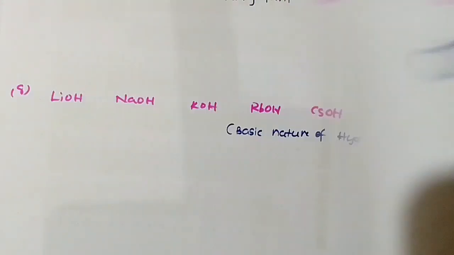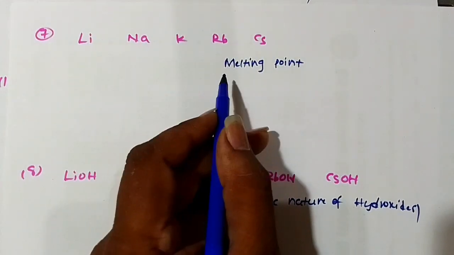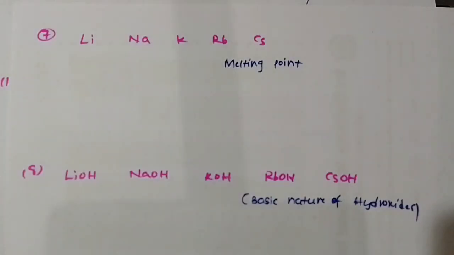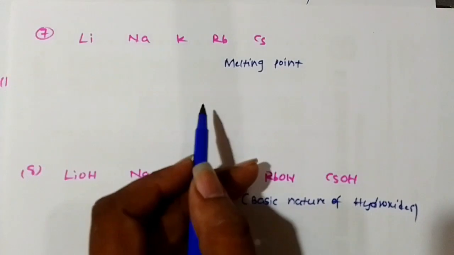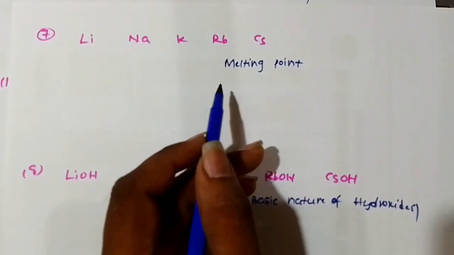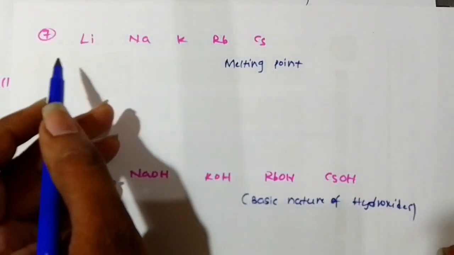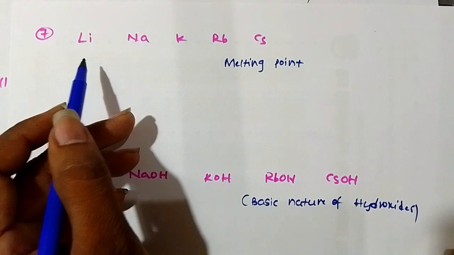Now coming to the 7th one, melting point. We have to find out the order of melting point, given lithium, sodium, potassium, rubidium, cesium. Already you know that melting point means the temperature at which a solid converts into liquid. That is called melting point. So this belongs to first A group elements. That means it contains only one valence electron.